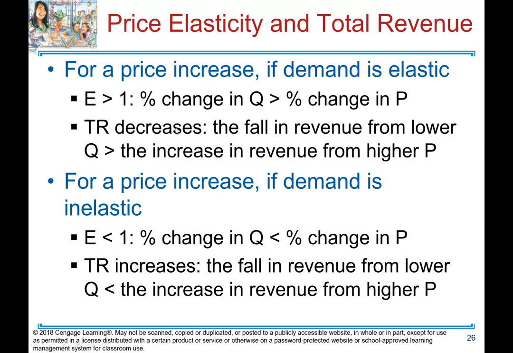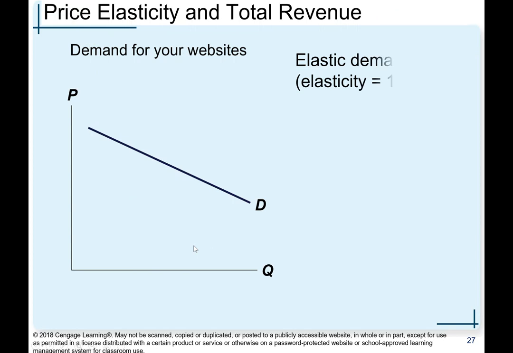So when demand is price elastic, total revenue and price move in opposite directions. Price goes up, total revenue falls. Price goes down, total revenue rises. When demand is inelastic, there is a direct relationship between total revenue and price. Price goes up, total revenue goes up. Price goes down, total revenue goes down.